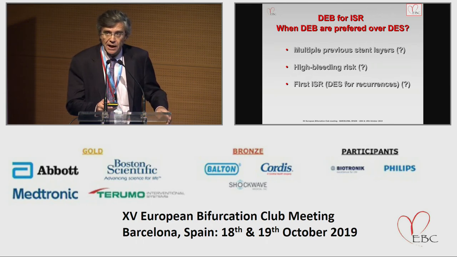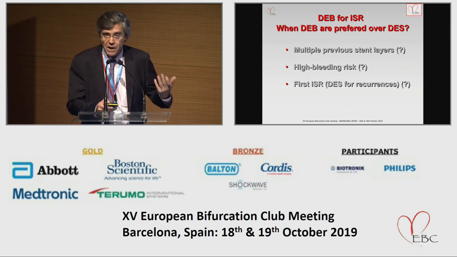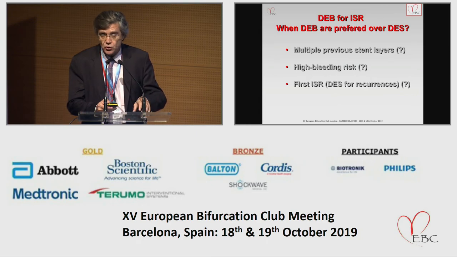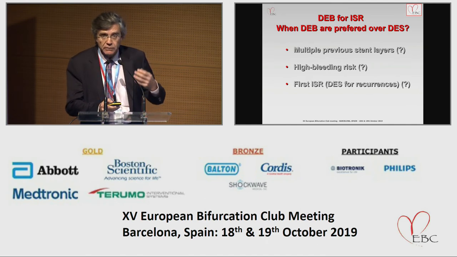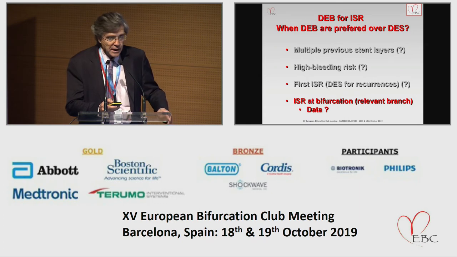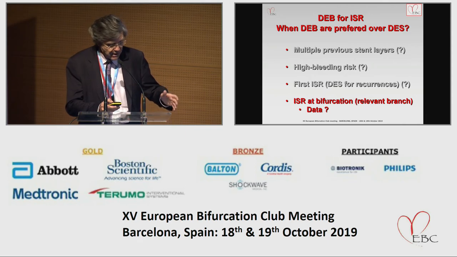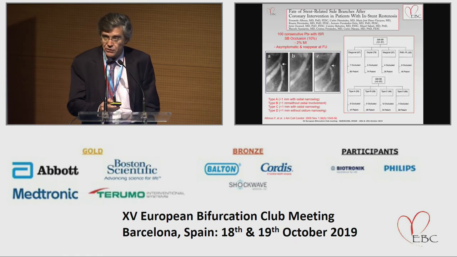And there are some investigators who always use a drug-coated balloon for the first restenosis, with the idea that if the patient comes back with a recurrence, we can then use a drug-eluting stent. But still, this is not based on data. A major issue here, theoretically, is the presence of a major bifurcation. Here, obviously, trying to avoid further metal in this bifurcation is very attractive, but there is very little data in this regard.